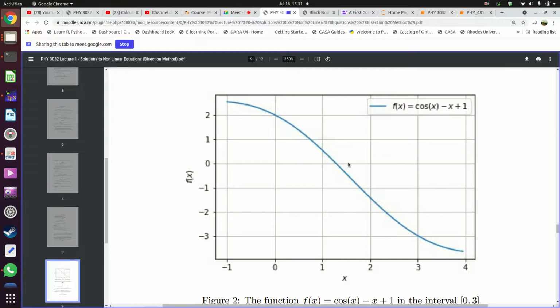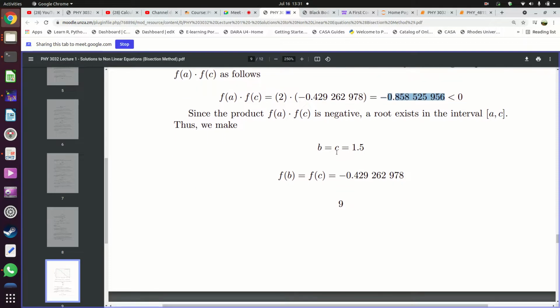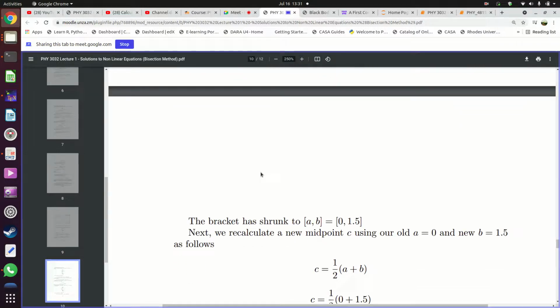So, if between C and B there is nothing, then we make C become B so that we can shrink our bracket. In this case, we make our C, which is 1.5, become B, and we make our f of C, which is equal to minus 0.429262978, become our f of B. Are we clear? Yes, sir. So with this, our bracket now shrinks to AB, which is 0 to 1.5. Our A is 0, our B is now 1.5.